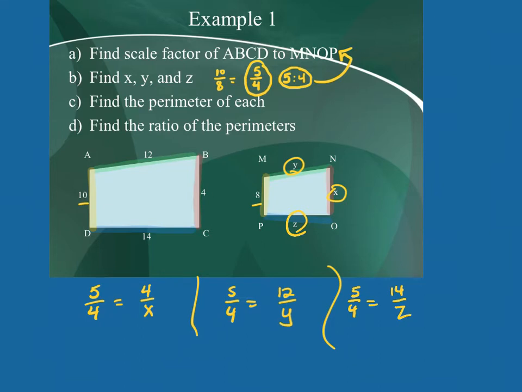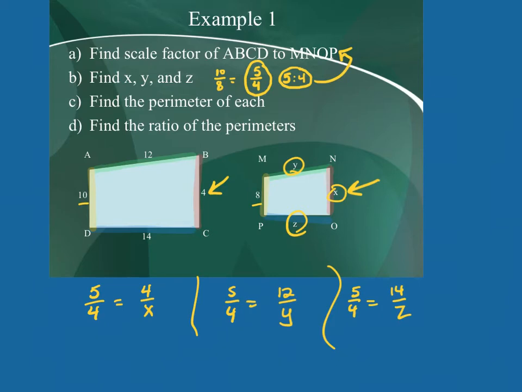I lost you a couple minutes. Okay, so you know the scale factor is 5 to 4, yeah? So that means any side in the left one over its corresponding side in the right one is going to equal that scale factor, which is 5 to 4. Does that make sense? So I'm just picking which one goes with which, right? X was here, and X matched 4. So it goes 4 to X equals 5 to 4.